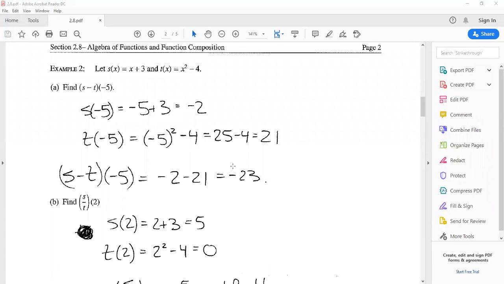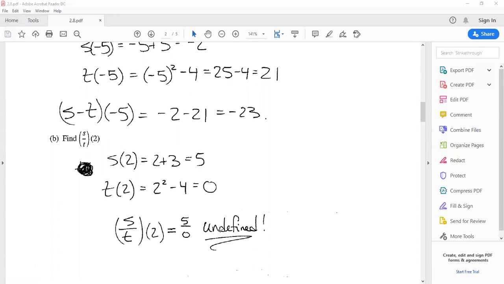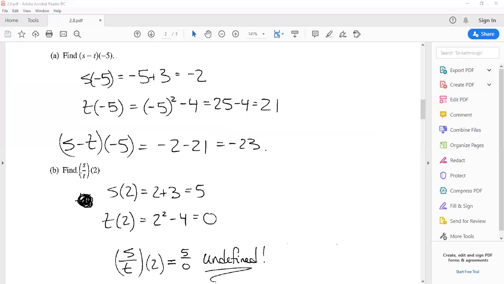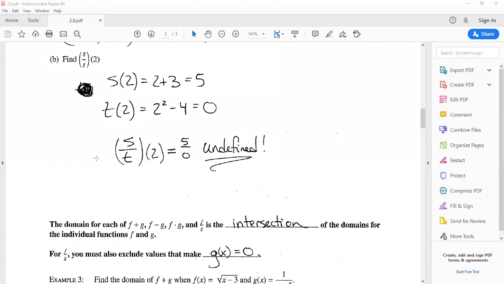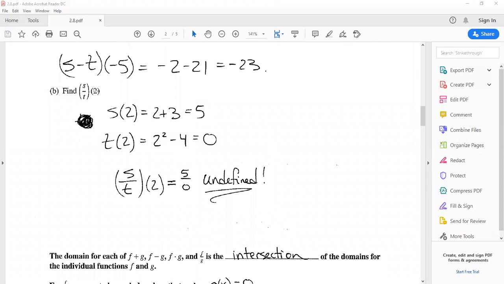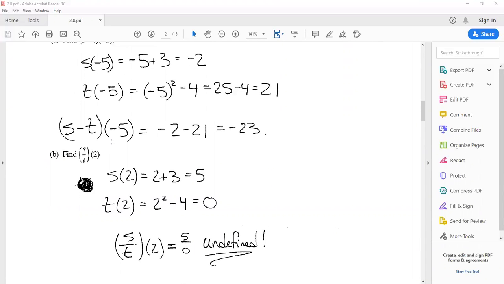OK. The next piece, they ask us to find s divided by t of 2. So we'll evaluate s of 2 to be 2 plus 3, which is 5. And t of 2 is 2 squared minus 4, which is 0. So then s divided by t of 2 is 5 divided by 0. But 5 divided by 0 is undefined. So this number here is nonsense, okay? In other words, we might say that 2 is not in the domain of s divided by t.